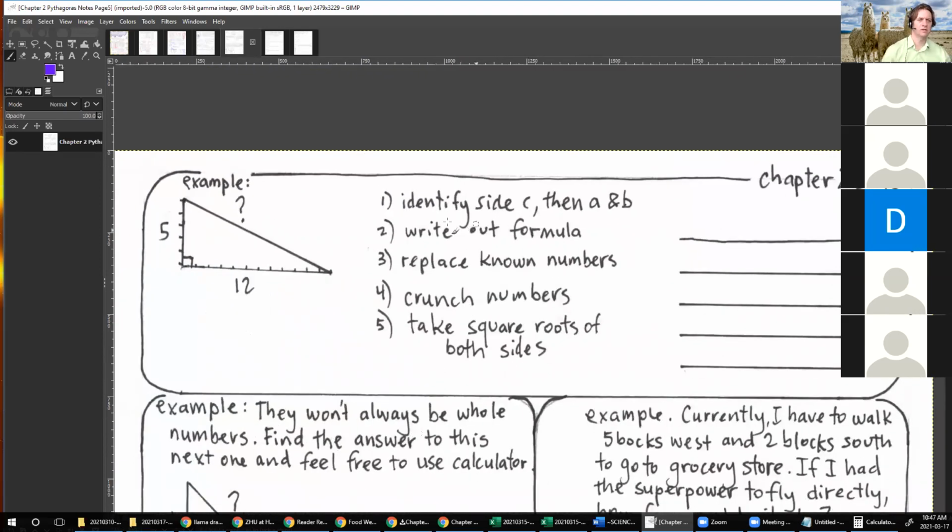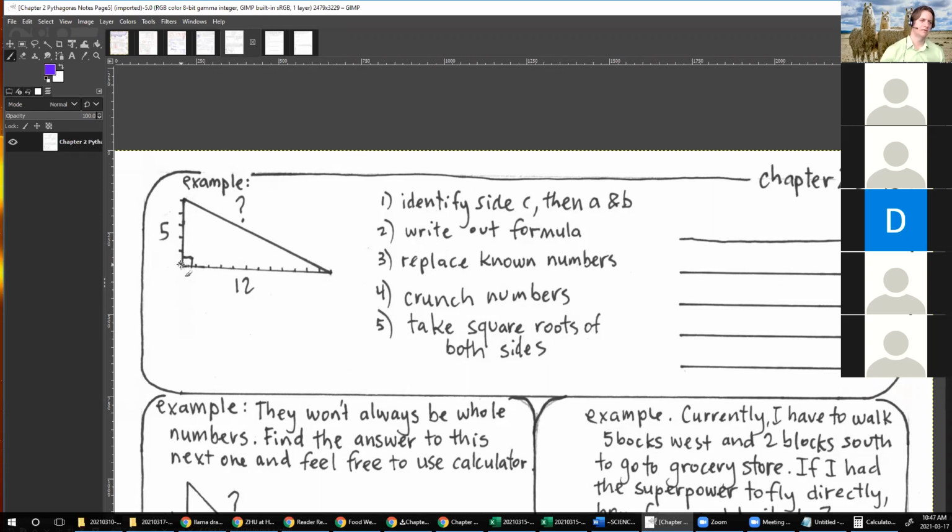Cool. So here we go. This is our example. We have a triangle, and it's a right angle triangle, which is good because this is what we need. And it has one side of 5 and one side of 12. We just don't know what this sloped side is. So let's identify side C and then label A and B too.